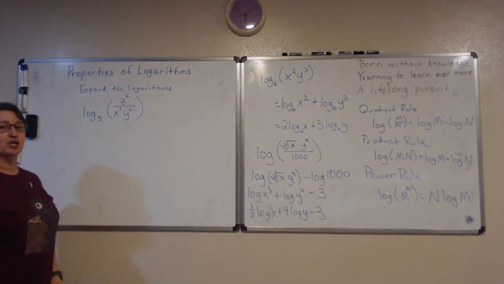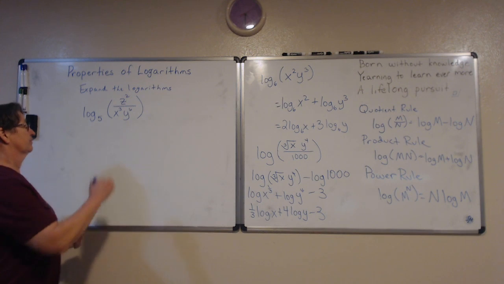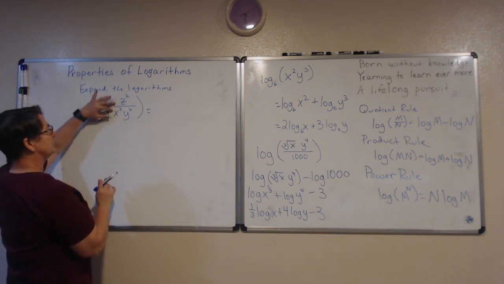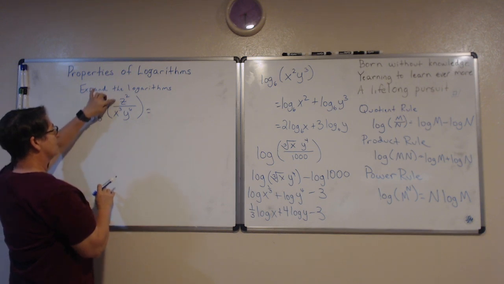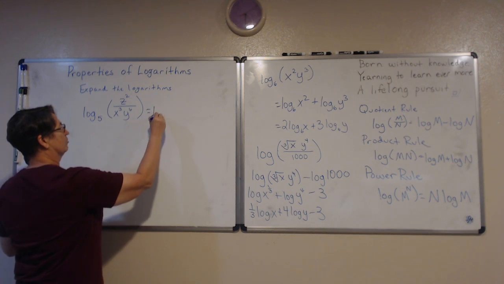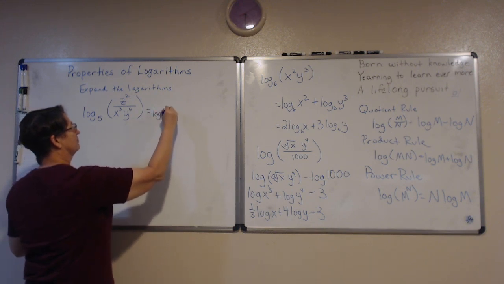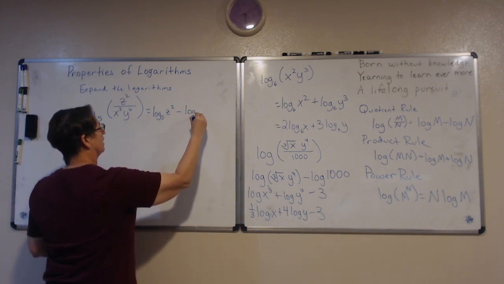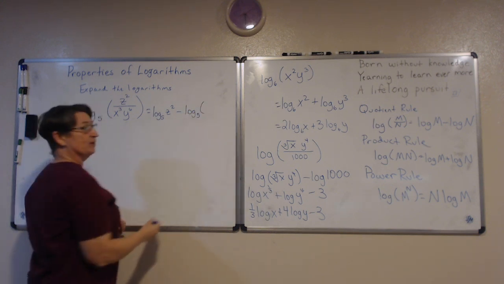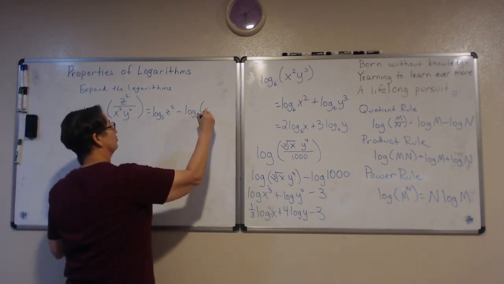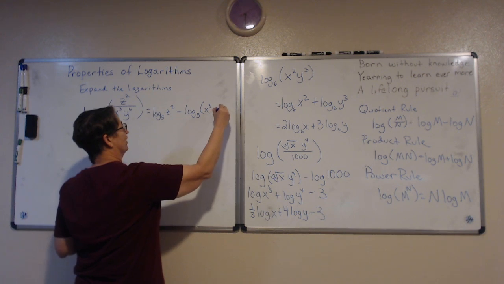So first thing I'm going to look for is that quotient rule. So we have a quotient. I'm going to do log of the top minus log of the bottom. And when I do the bottom, it's this whole thing in there. So I'm putting parentheses to show that it's the whole thing.